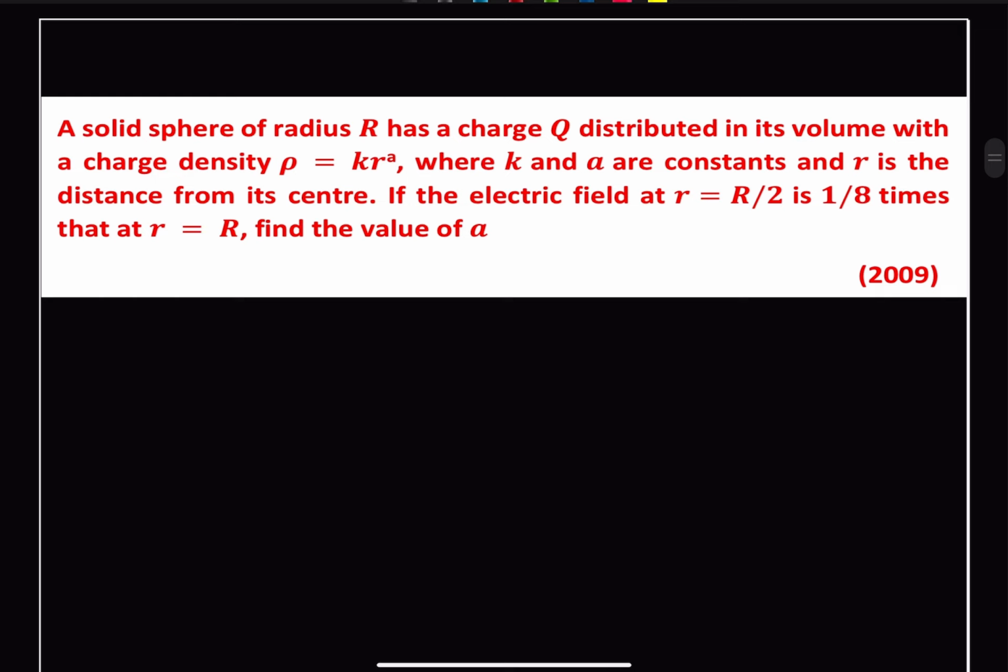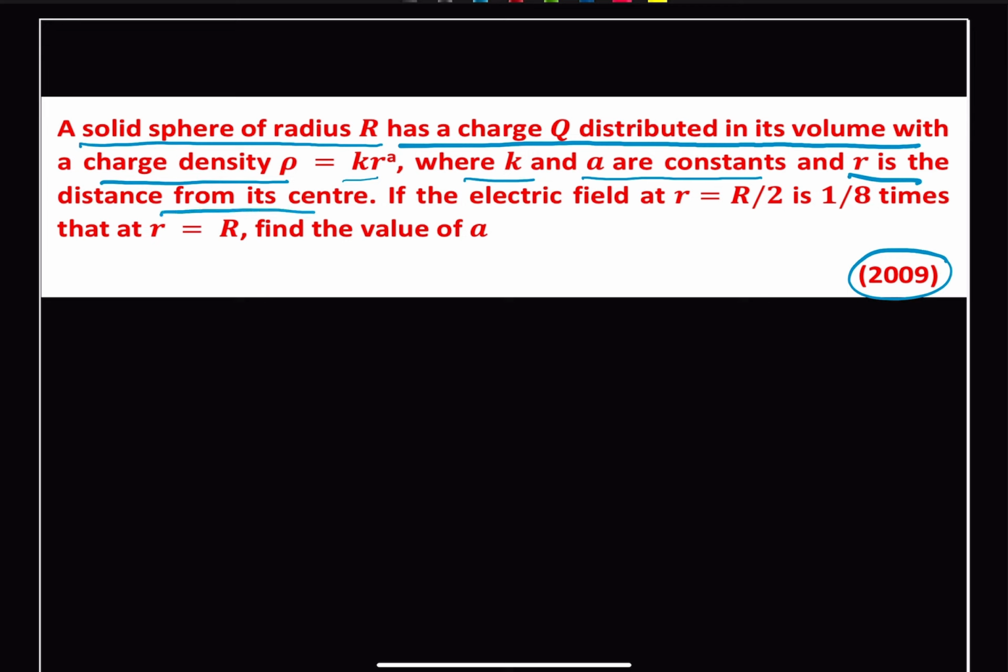It was asked in the year 2009, and it states that a solid sphere of radius R has a charge Q distributed in its volume with charge density rho is equal to k r raised to power a, where k and a are constants and small r is the distance from its center. If the electric field at small r equal to capital R by 2 is 1 by 8 times that at r equal to capital R, find the value of A.